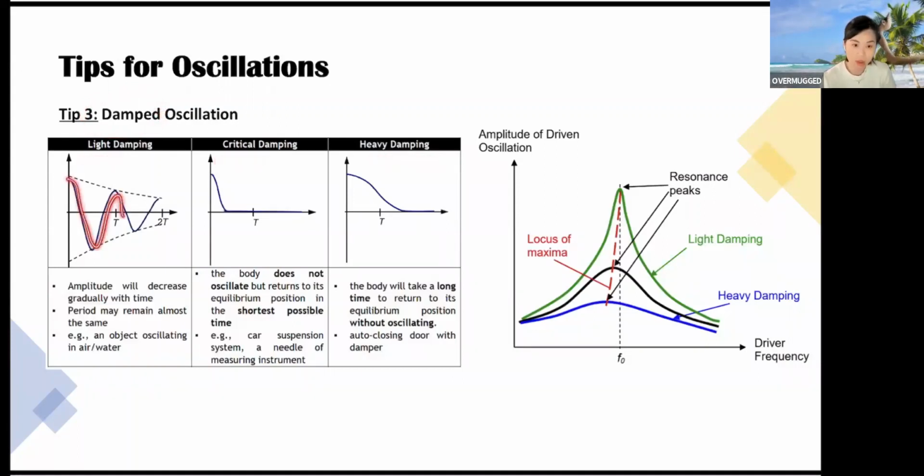Light damping is like the kind where you swing your door, right? And then after that your door just keeps swinging. It's like a very loose door, and you just keep swinging it. That kind of oscillation, we call light damping.